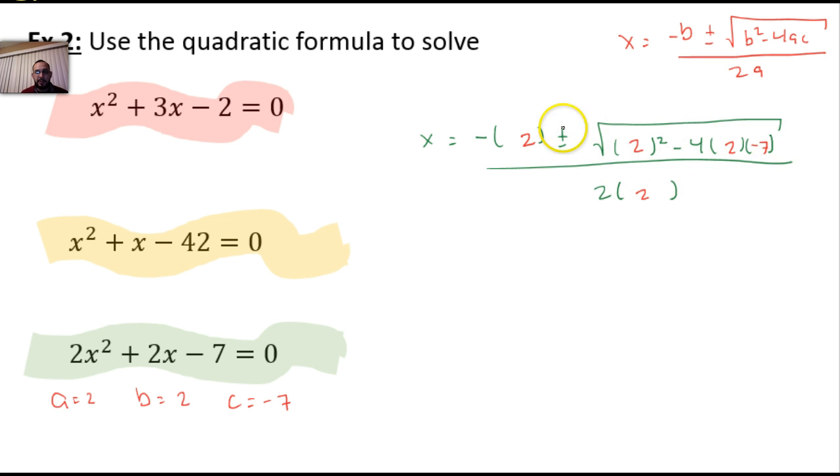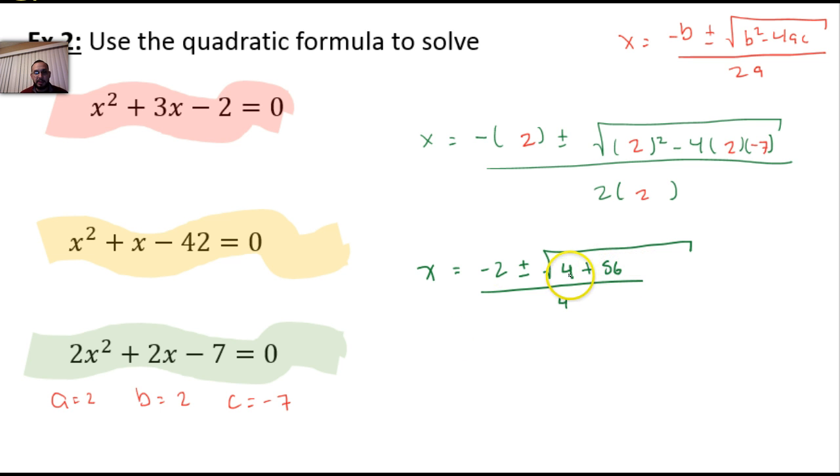And again, I like to start with whatever's in my radical, also known as my discriminant. We get -2 plus or minus the square root of 4, and then -4 times 2 is -8, and then -8 times -7 gives me +56, +56 all over 4.